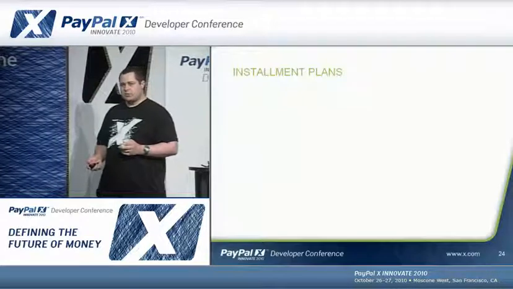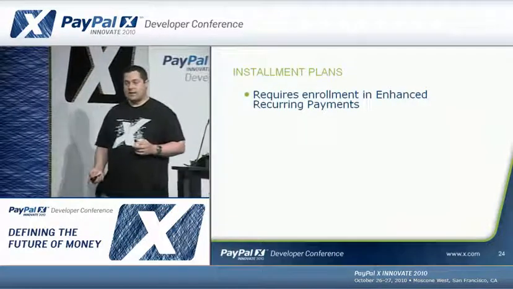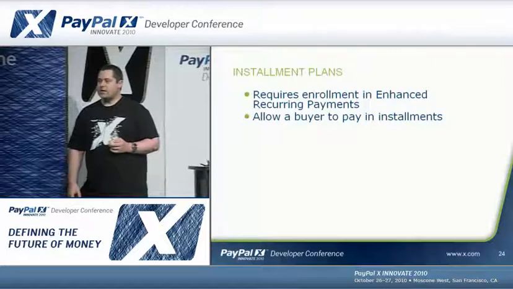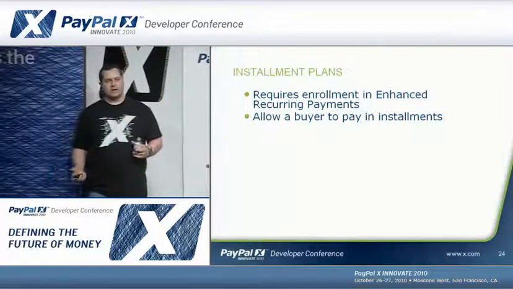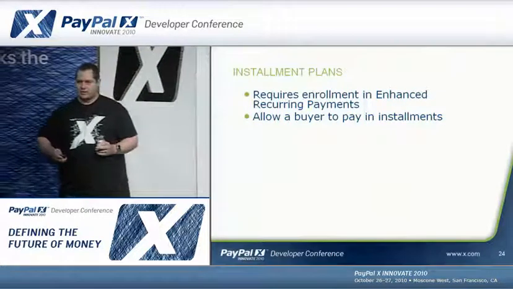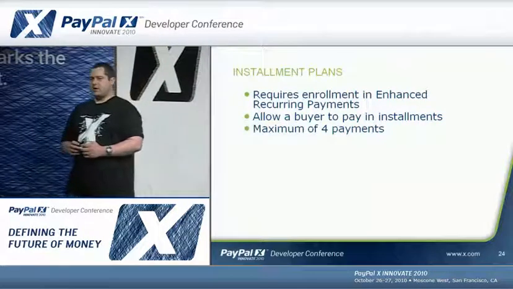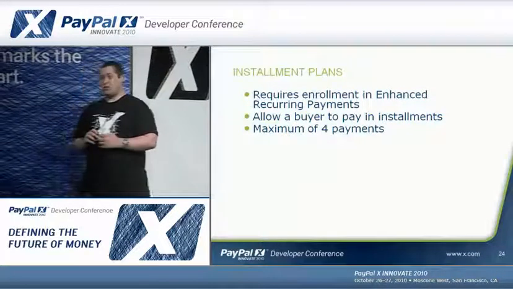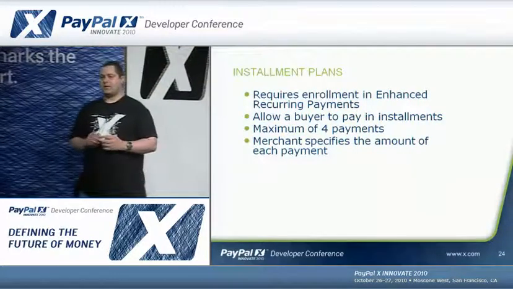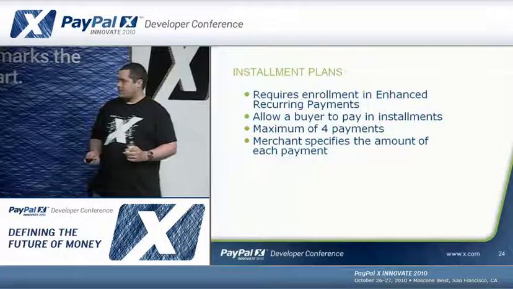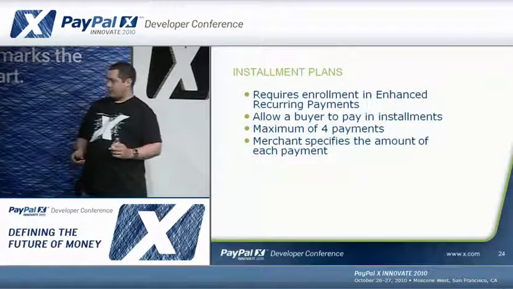And then the last feature that we introduced with Enhanced Recurring Payments is installment plans. Again, this does require enrollment in the Enhanced Recurring Payments package. This allows a buyer to pay for an item in installments. So suppose that the item that you're selling is a little bit outside of the income range of your target market. You can break it up into installments and make it a little bit easier for your buyer to pay for. The installment can be completed in a maximum of 4 payments over the course of a year at most. And the merchant has the flexibility to specify what the amounts of each of those payments are going to be. The merchant can specify how far apart those payments are going to be, but again, it has to be completed within the space of a year.